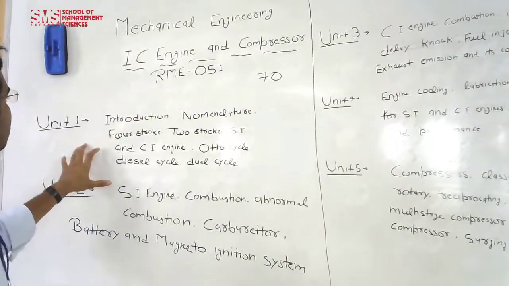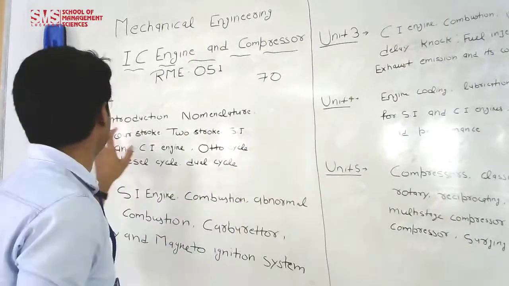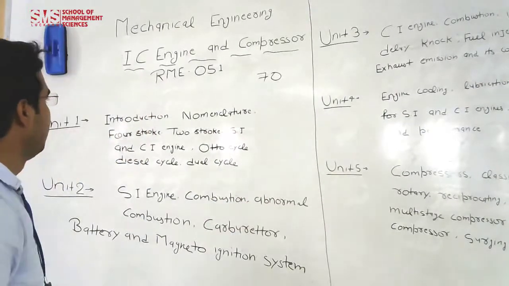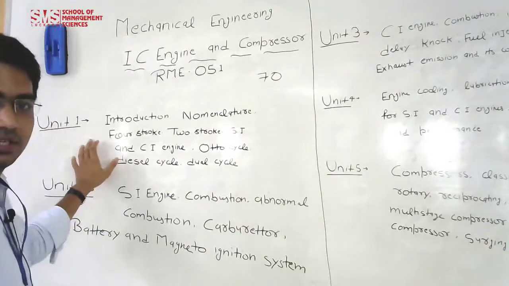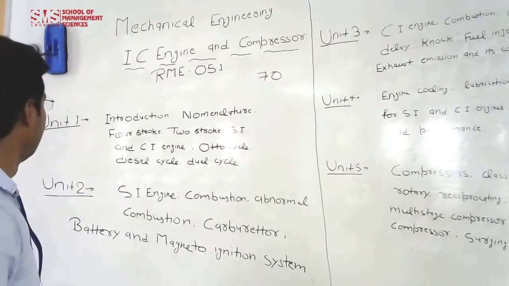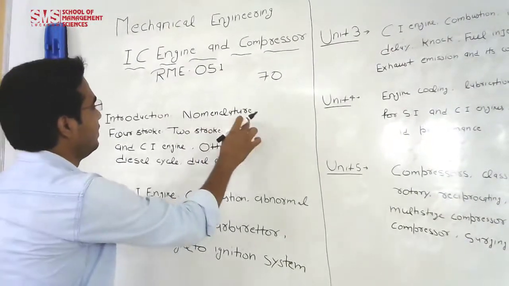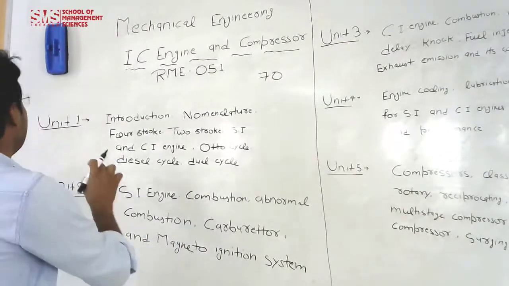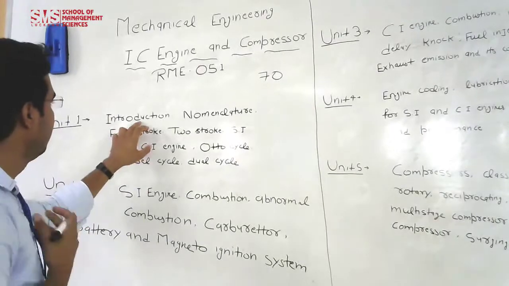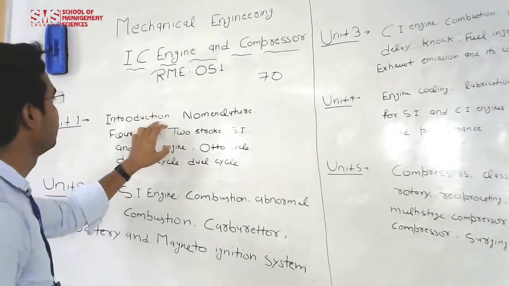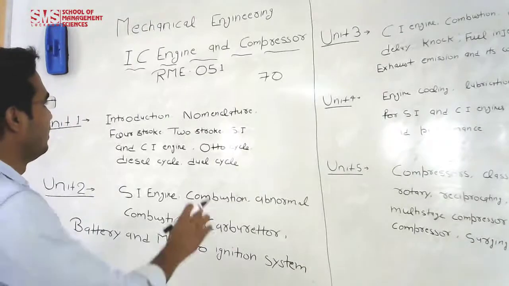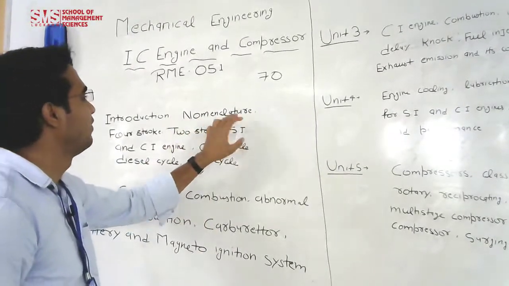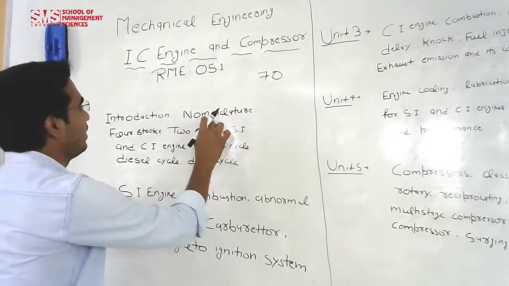Your whole syllabus is divided into 5 units: Unit 1, Unit 2, 3, 4 and 5. Each and every unit is very important, so take this class very seriously and pay your full attention. In Unit 1, you will study the introduction of IC engine and their nomenclature, meaning the names of the different parts used in an IC engine.